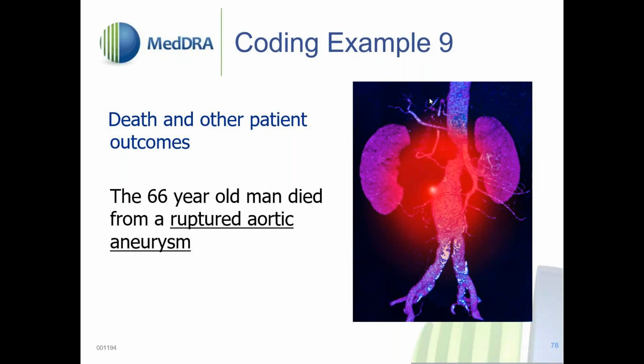So here we have the ruptured aortic aneurysm. I will refrain from switching to the browser because it's easy going if you enter aort, aneurysm, and rupt in order to cover both rupture and ruptured. Then you would easily find the LLT aortic aneurysm rupture, and it has the same PT and is grouped in SOC vascular, of course, primary SOC.